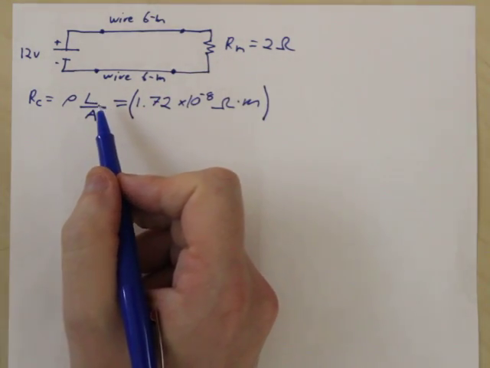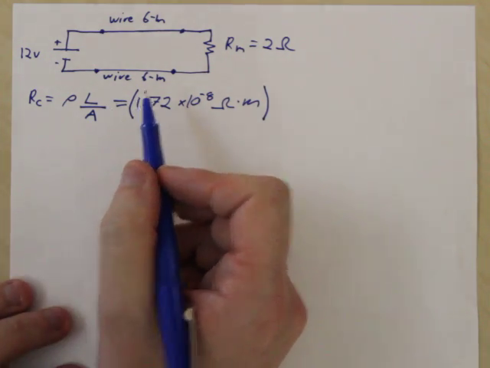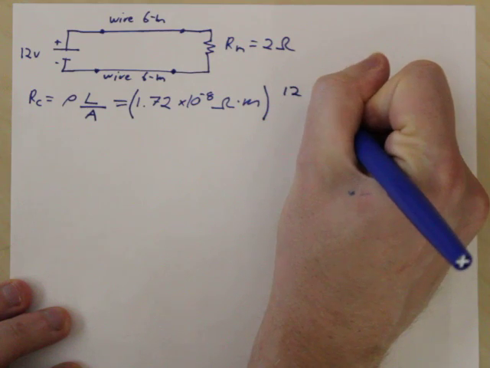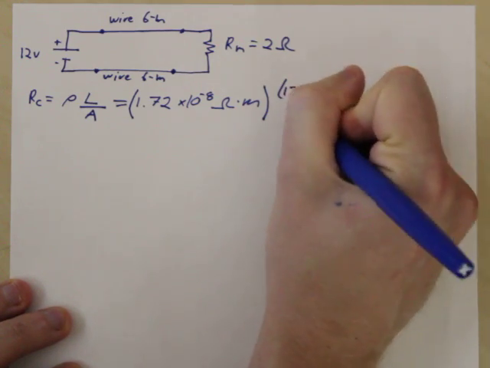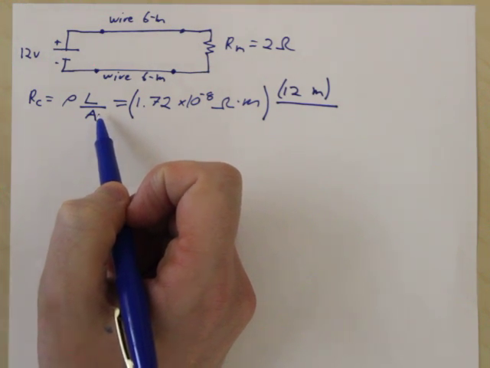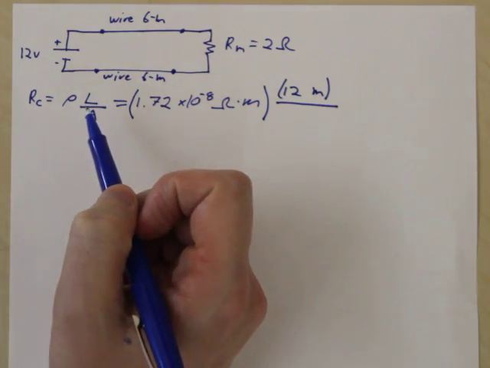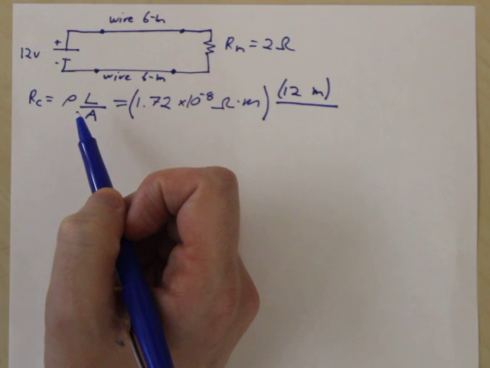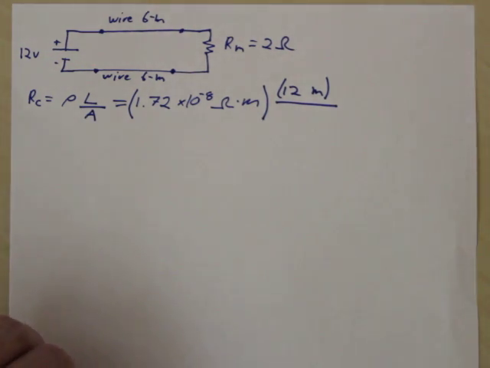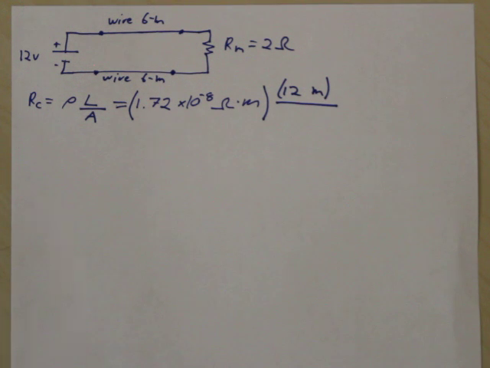And now we have our length, which is our next one. Our length is easy, it's 6 plus 6, so that's going to be 12 meters. Okay? And then we have our last bit, which is our area. So again, it didn't tell us what area we had of the wire, but it did tell us that we were using AWG10 copper wires. And AWG is a wire standardization size. So for that, we can find out exactly what the diameter of the wire is.